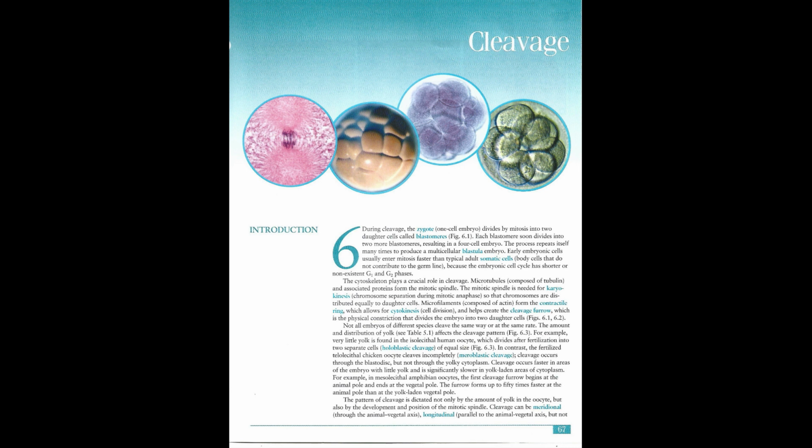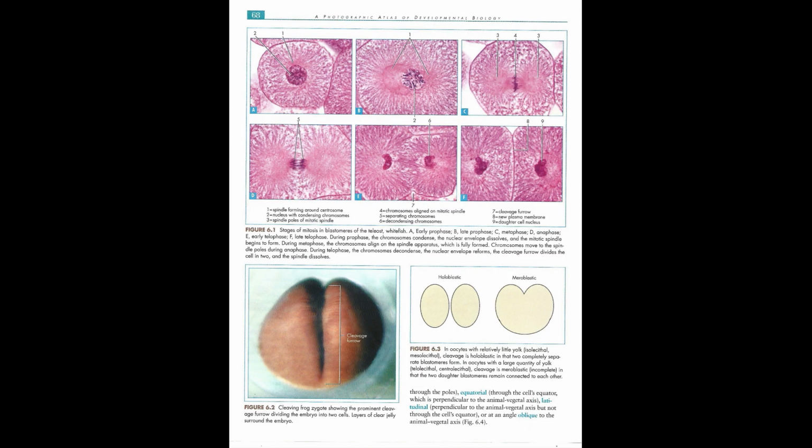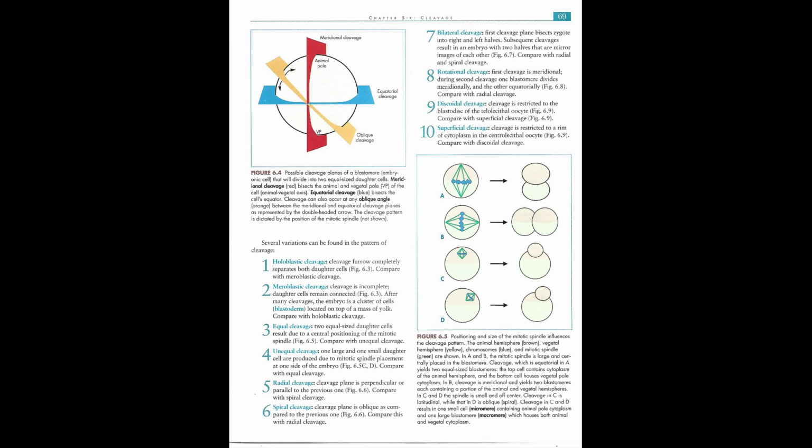Cleavage can be meridional, through the animal-vegetal axis; longitudinal, parallel to the animal-vegetal axis but not through the poles; equatorial, through the cell's equator, which is perpendicular to the animal-vegetal axis; latitudinal, perpendicular to the animal-vegetal axis but not through the cell's equator; or at an angle oblique to the animal-vegetal axis, Fig. 6.4. Several variations can be found in the pattern of cleavage.